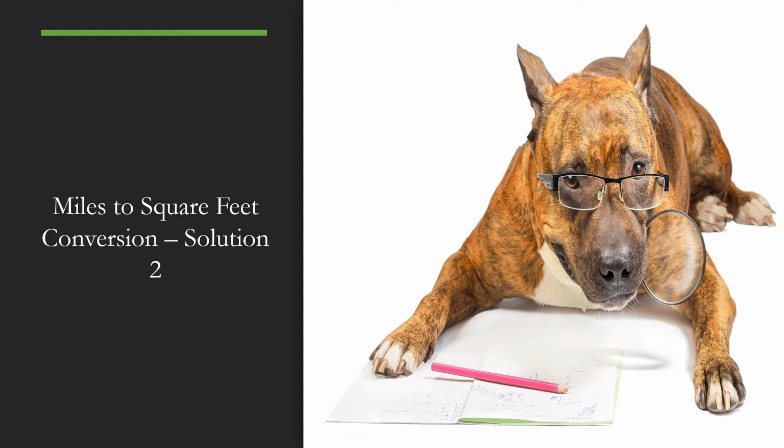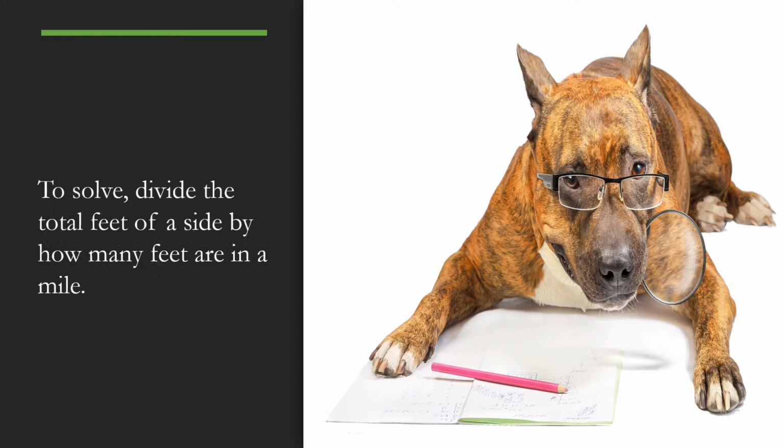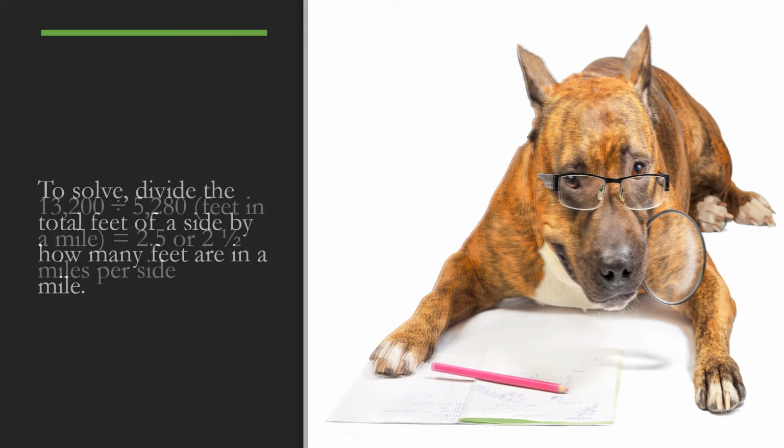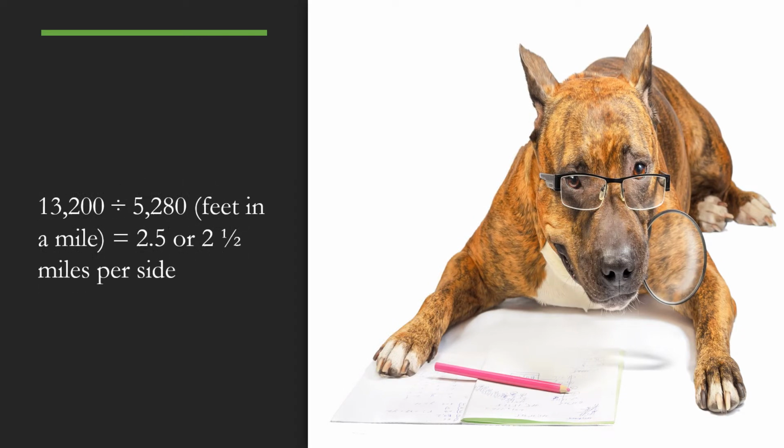Solution 2. To solve, divide the total feet of each side by how many feet are in a mile. So we have 13,200 feet on each side divided by 5,280. That's the amount that you're going to memorize, which represents the linear feet in each mile. So 13,200 divided by 5,280 equals 2.5 miles per side. So we just worked the first problem backwards.